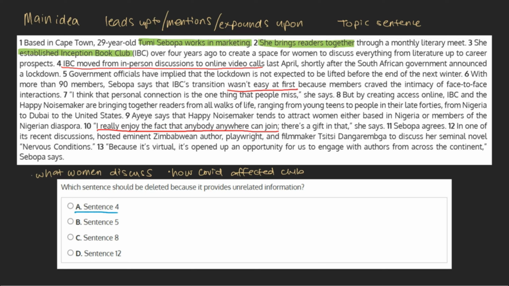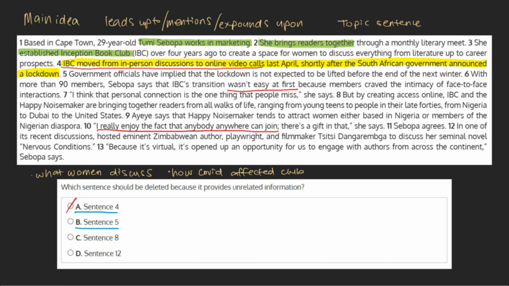A. Sentence 4. IBC moved from in-person discussions to online video calls last April, shortly after the South African government announced a lockdown. This sentence explains how the club reacted to the COVID lockdown guidelines and how they worked around their inability to meet in person. As this relates to our main idea, we can mark this choice as incorrect.